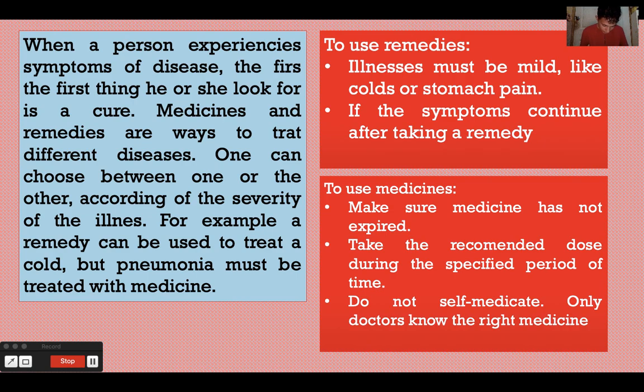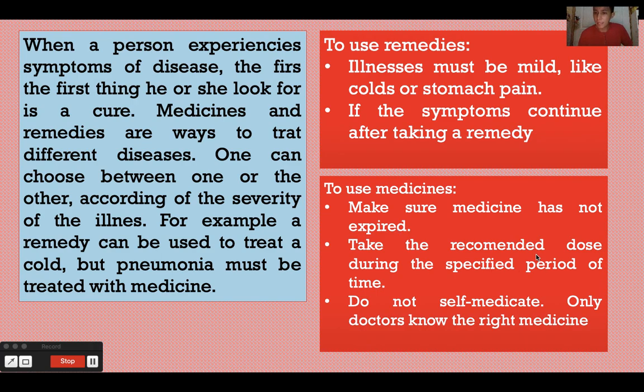If the patient must visit the doctor. If a remedy doesn't work with you, if you are still feeling the same pain or the same ache, you must go to the doctor, right? Then, to use medicines, make sure medicines has not expired. Okay, you must watch the due date in your medicine, right? First one, assure that your medicine has not expired.